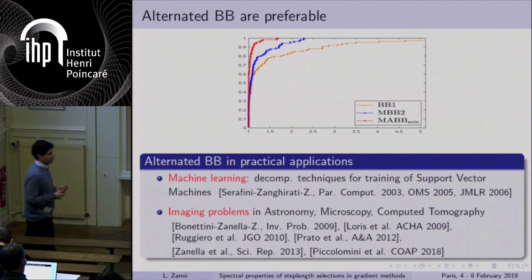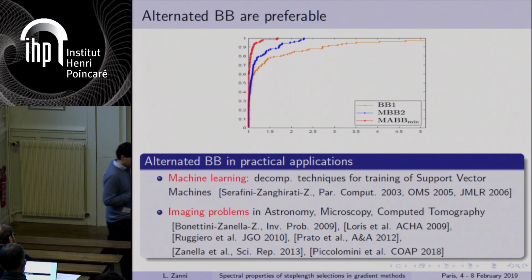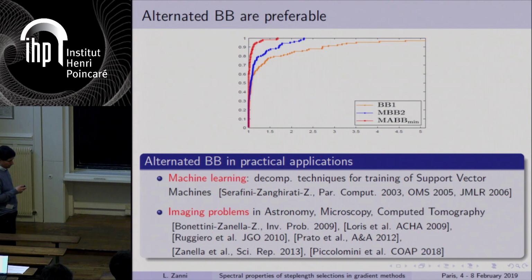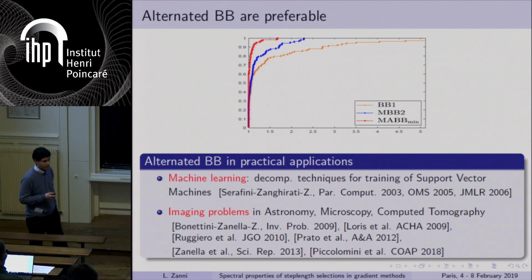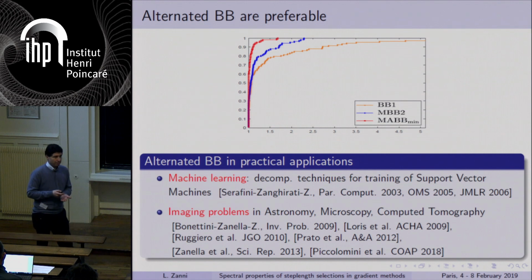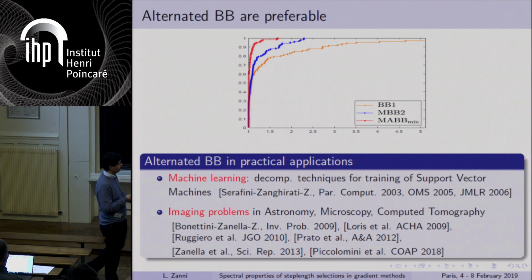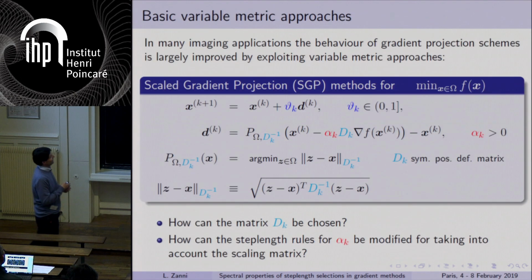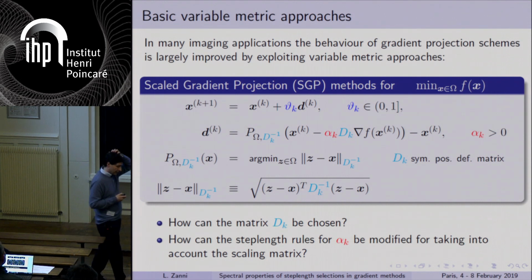Concerning applications in imaging problems, we need to discuss another important topic, in my opinion. That is the use of scaling. That is, the gradient projection scheme in many imaging reconstruction problems can provide much better performance if it exploits also a scaling matrix in defining the direction. In practice, I can proceed with the last part of the talk concerning the scaled gradient projection method.